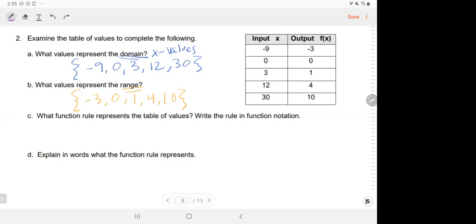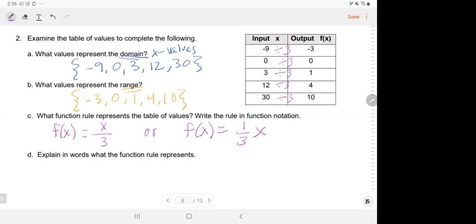What's another way I could get from -9 to -3? Well, I could divide by 3. That would work. 0 divided by 3 would also get me 0. 3 divided by 3 would get me 1. 12 divided by 3 would get me 4. And 30 divided by 3 would get me 10. So for all of these, that would work. So I could write this as the input, or x, divided by 3 is equal to the output, or f of x. Or I could also write it as f of x is equal to 1/3 times the input.